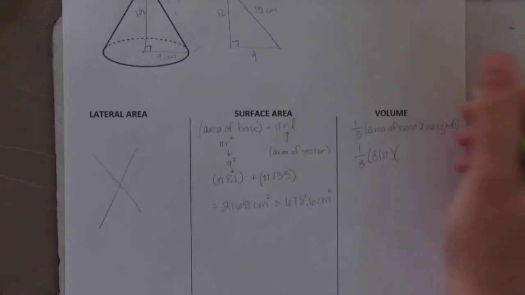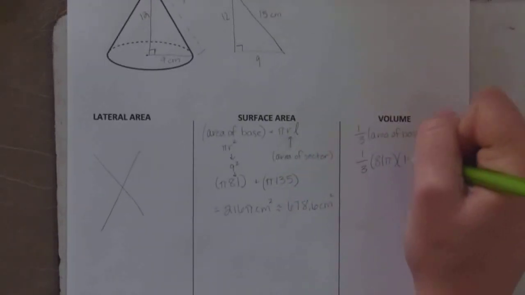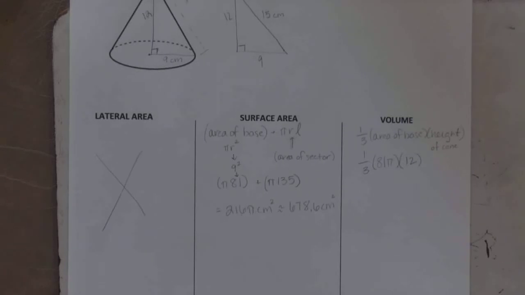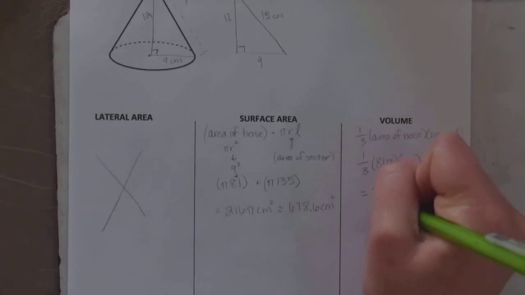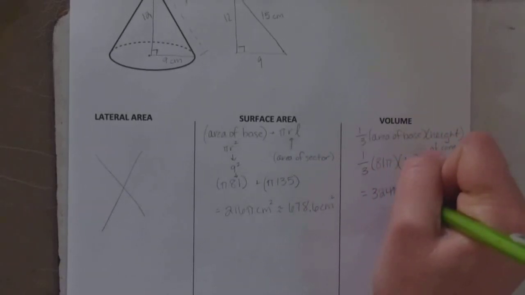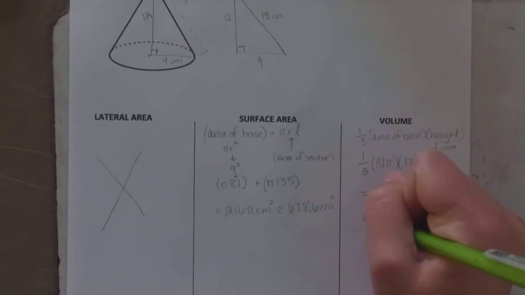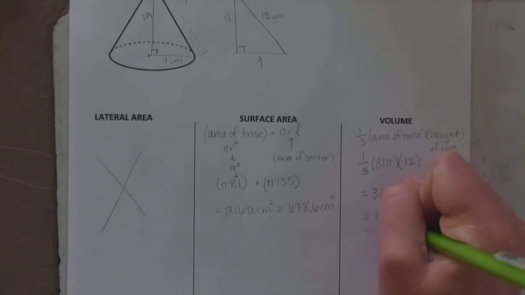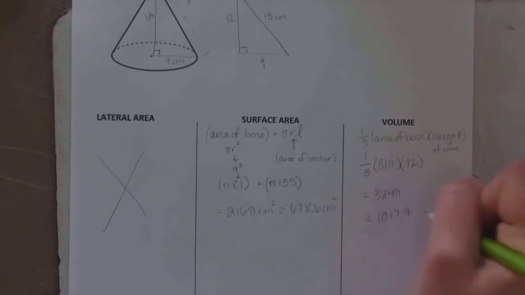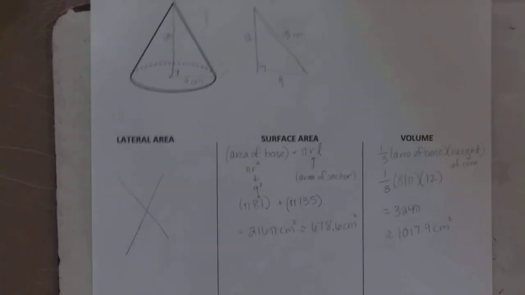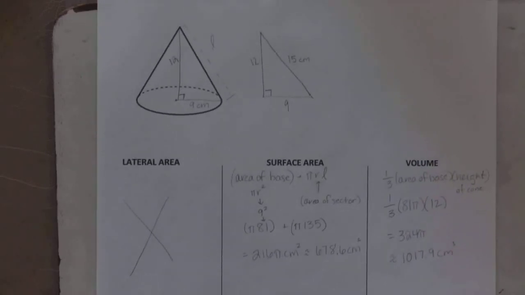Now again, just keep in mind this is the height of the cone, not the slant height. So this is 12. So again, your exact answer would be 324 pi, which is approximately 1,017.9 centimeters cubed. There it is.